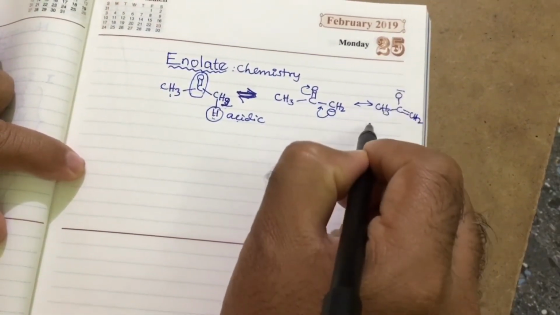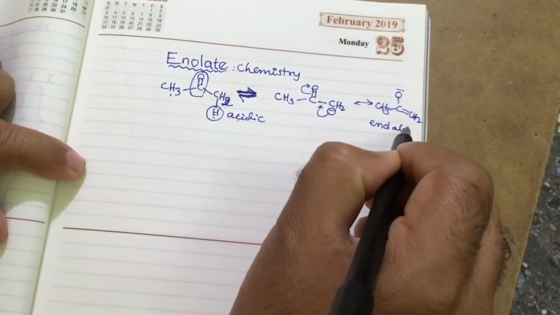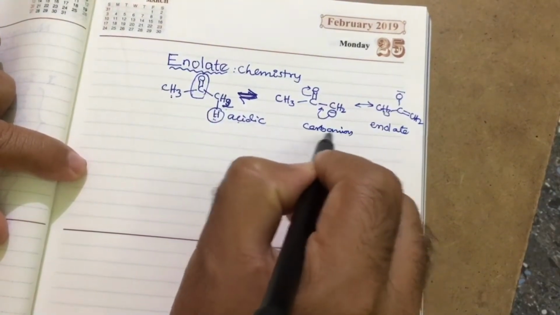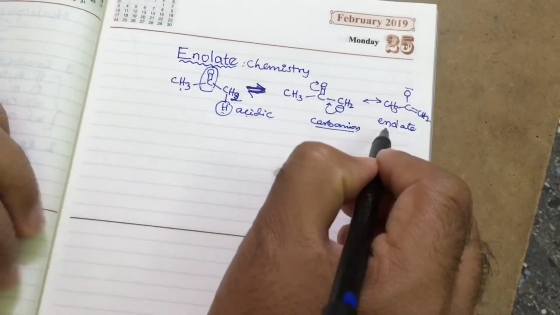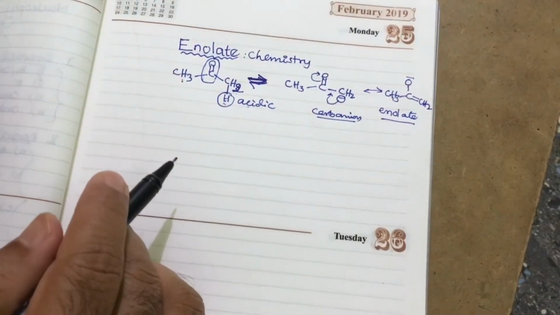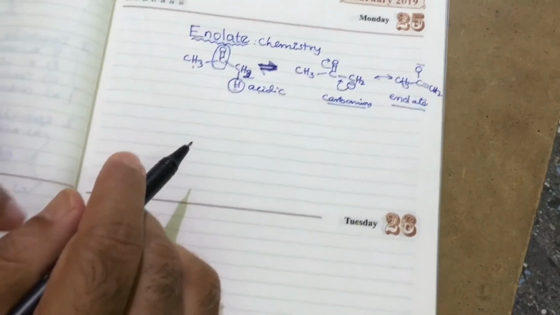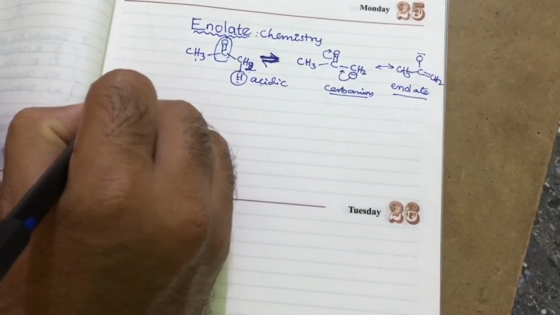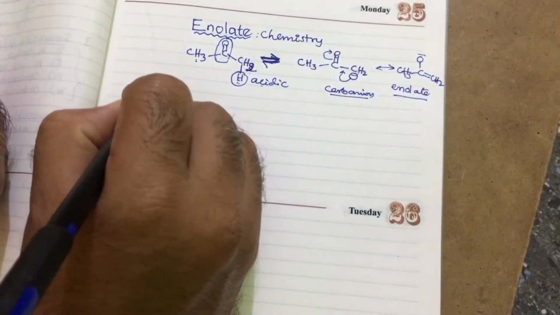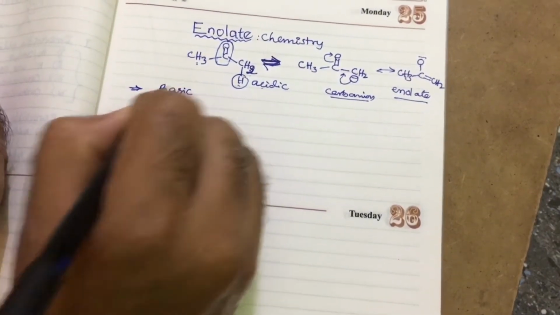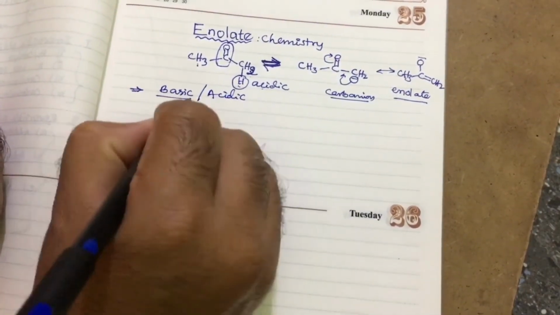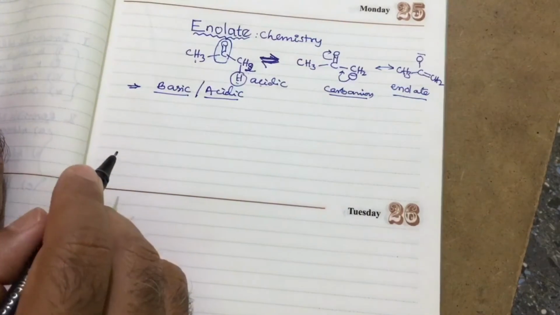This is called enolate. This is called carbanion. Okay, so these enolates act as a nucleophile or also act as a base. Now, this enolate reaction, how the enolate forms, may take place under basic condition, otherwise acidic condition. Enolate reactions may take place in the basic or acidic medium.